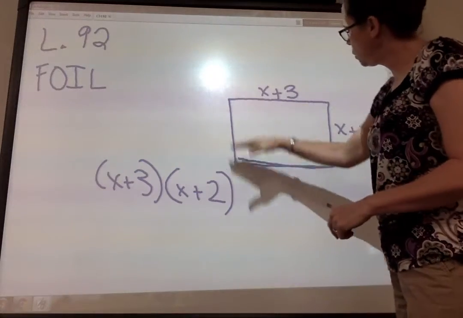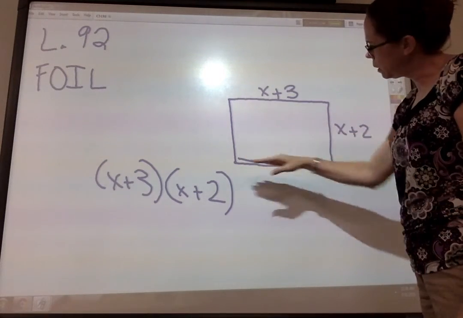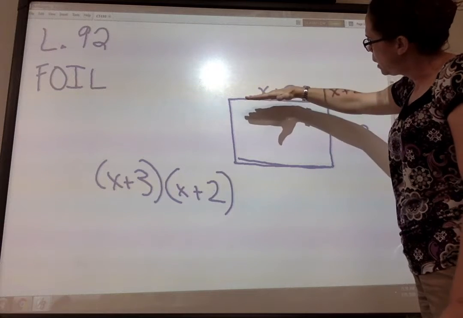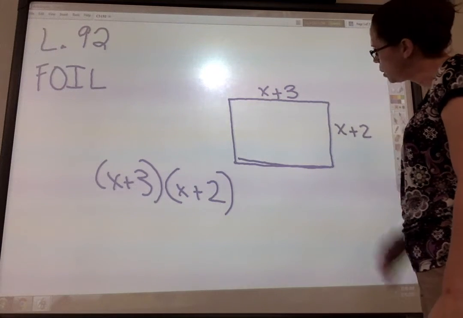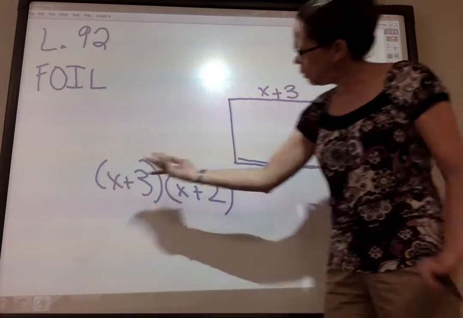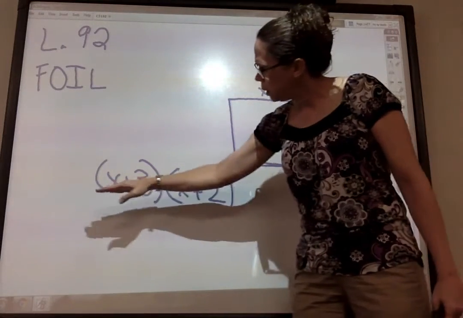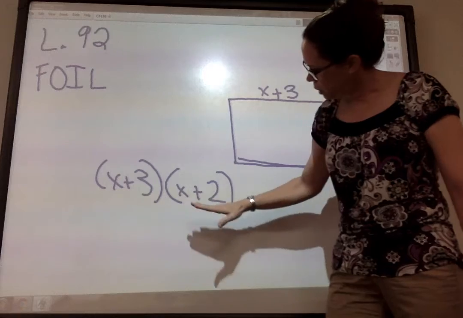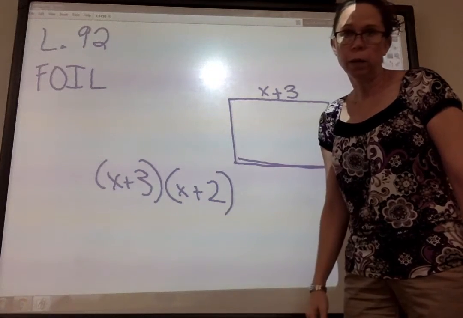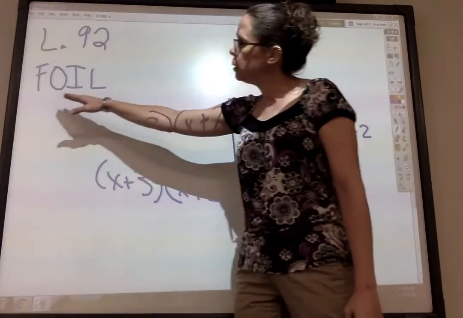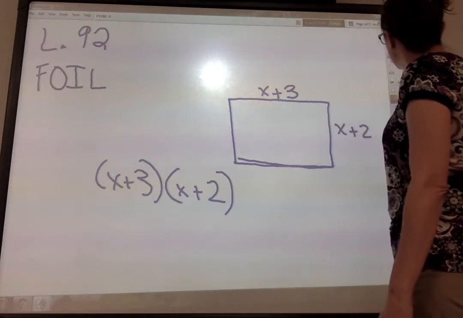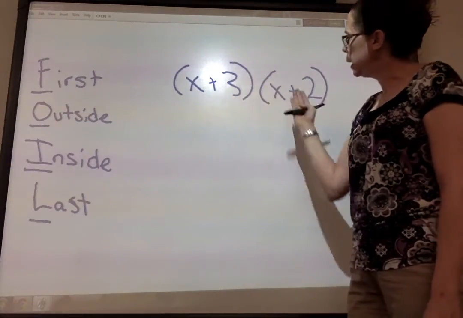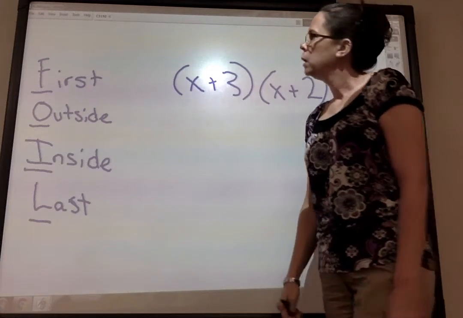One way we represent this is to think about a rectangle. If we have a length that we would call x plus 3 and a width we would call x plus 2, how would we find this area? Because we have a binomial times a binomial, okay? FOIL is a method that we are going to learn for how to multiply binomials, okay?